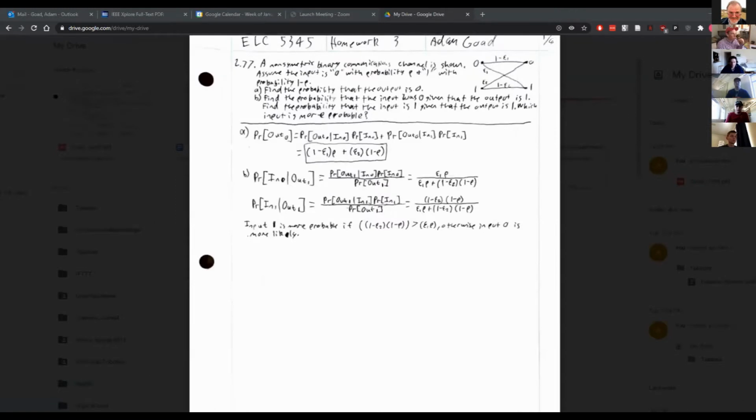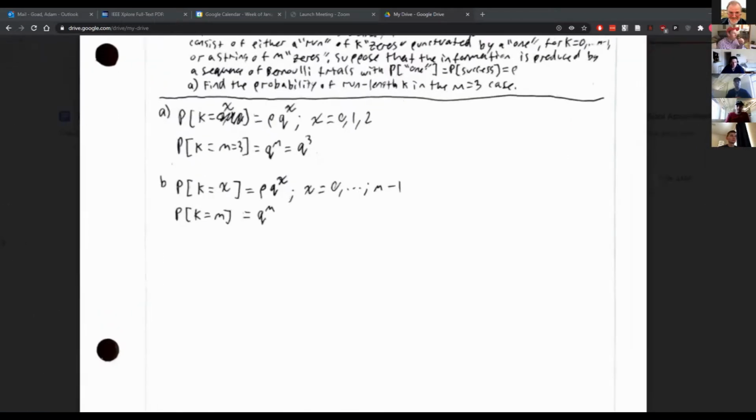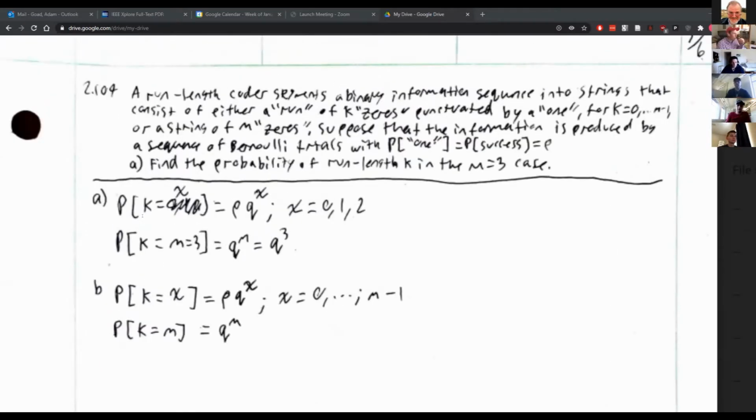Let's see. There. That one. Yeah, this problem here. So I did it a bit piecewise. If k is 0, 1, or 2, then you have p q to the x. But if it equals m, which is 3 in this case, it's q to the 3. And that works out as you would expect, with a 50% probability of the 0, a 25% probability of the 1, and then a 1/8 on 2 and 3.